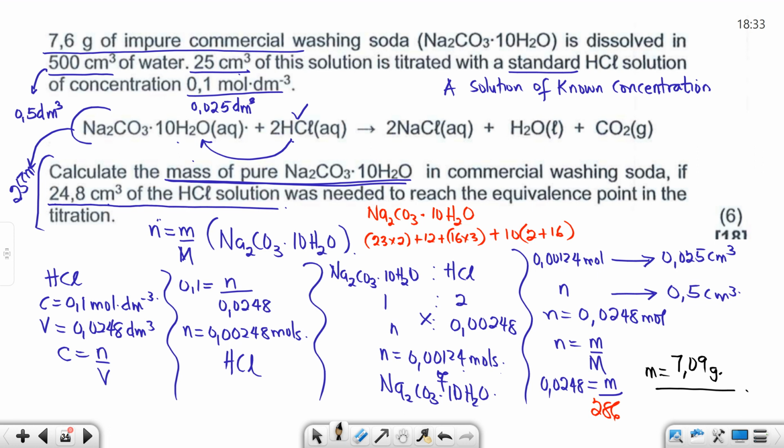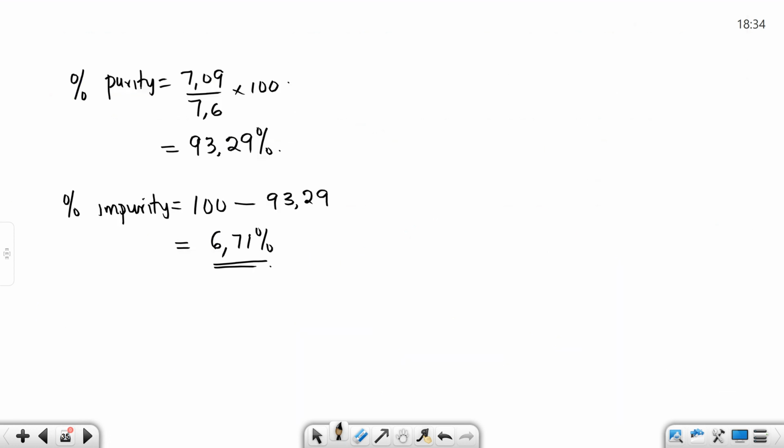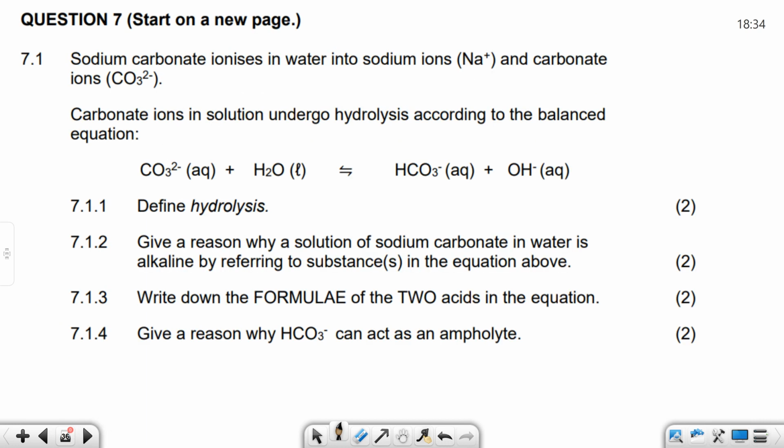Step 1, calculate the number of moles that reacted from the other substance. Use mole ratio. But this time around, the mole ratio we got was in 25 cm cube. The original is 500 cm cube. So we took it back to the original system and then calculated the mass. And this is percentage purity: mass of pure substance over total sample multiplied by 100. All right, guys, that's how to deal with your stoichiometry.